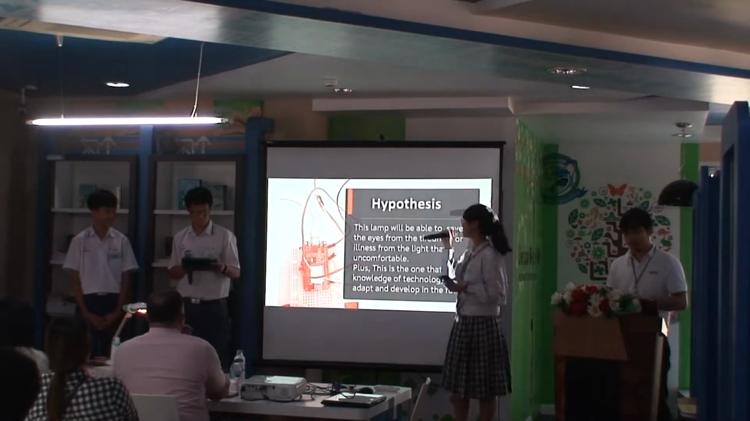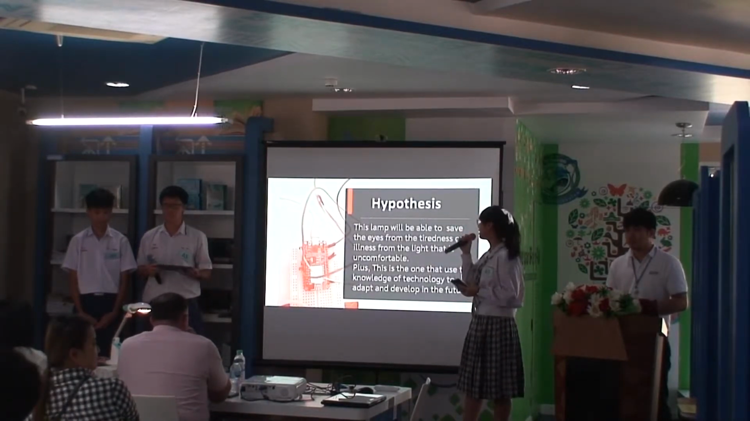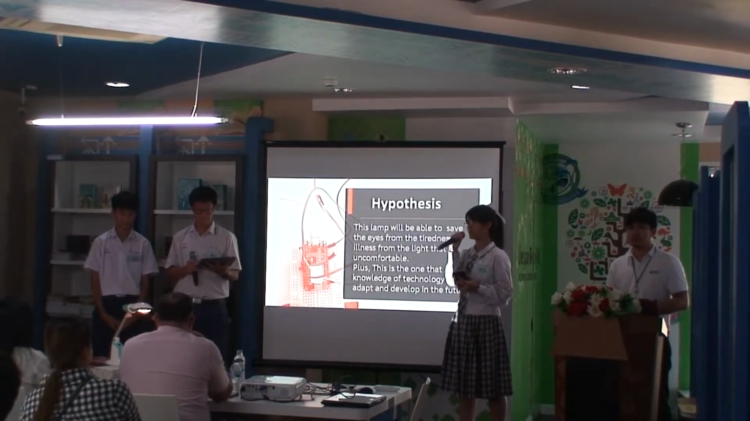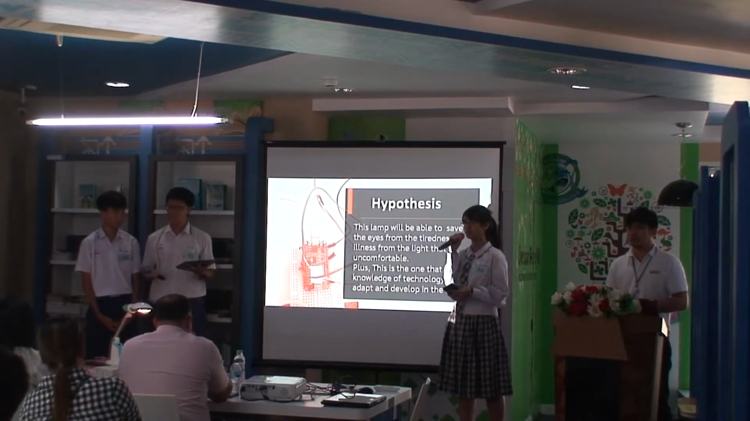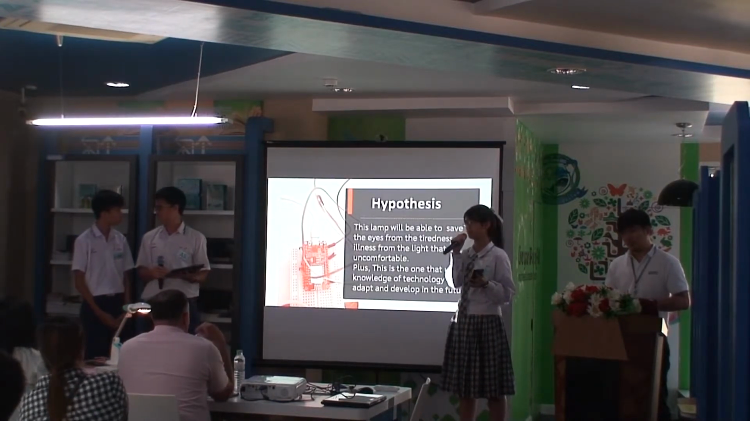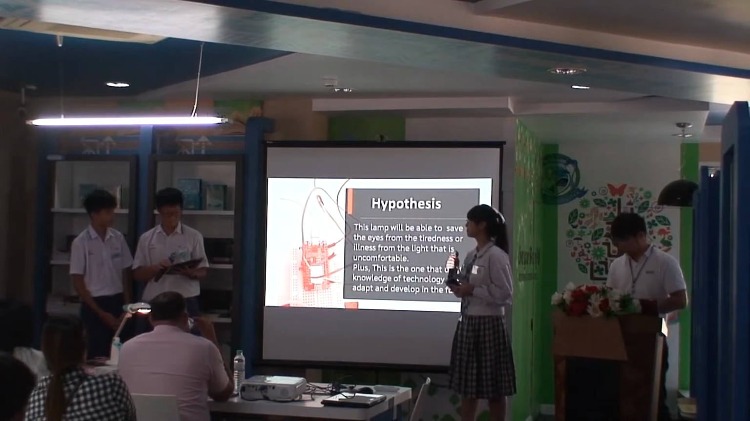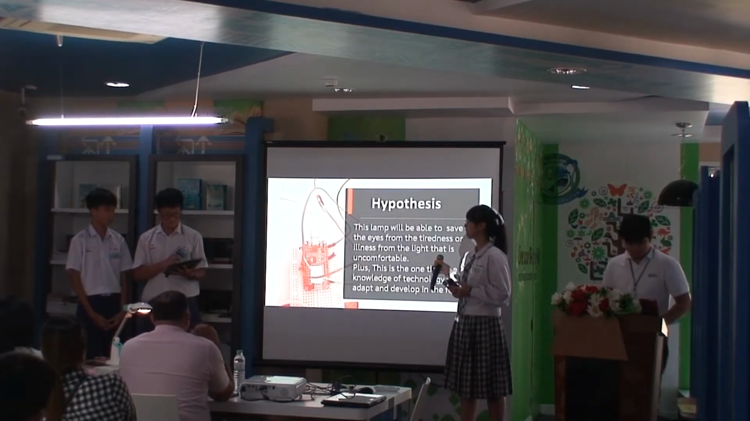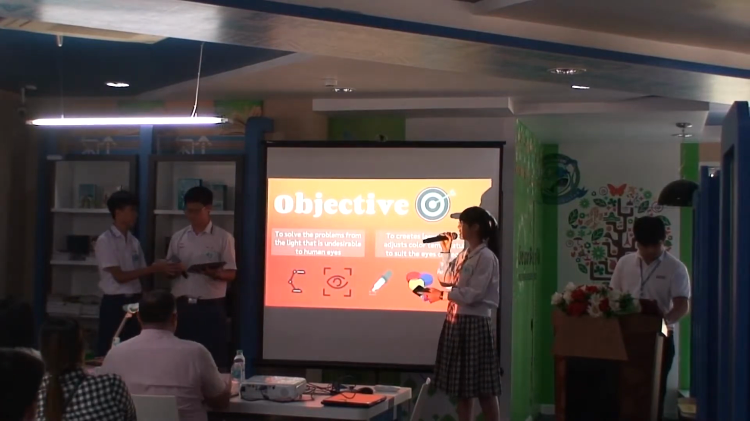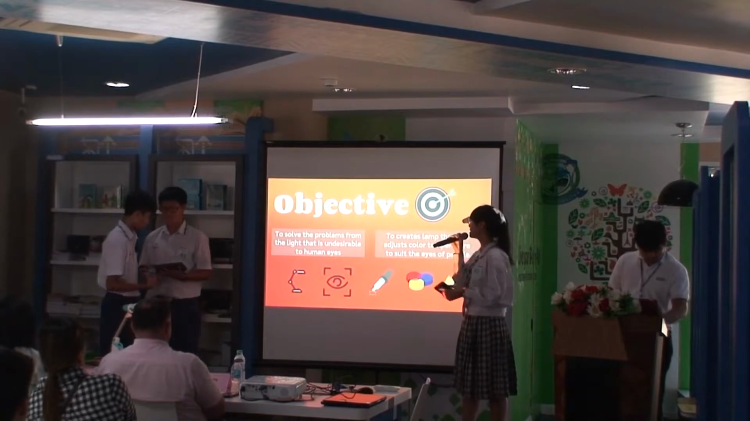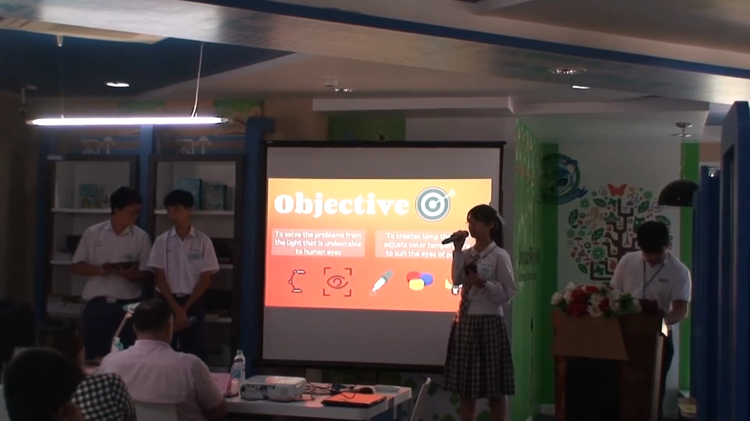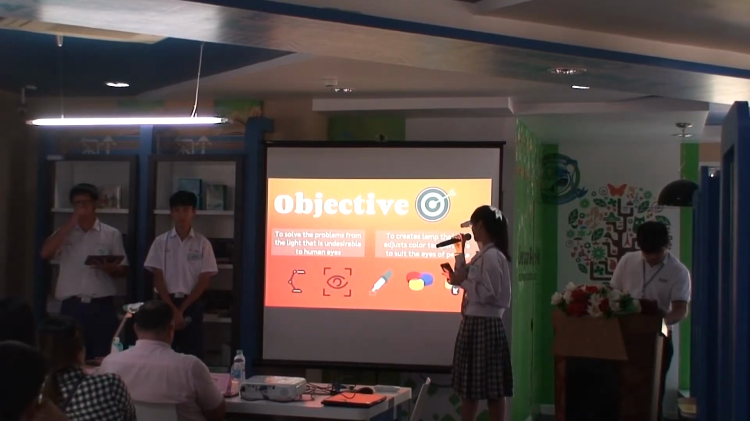This is our hypothesis. This lamp will be able to save the eyes from dryness or illness from uncomfortable light. Plus, this project uses knowledge of technology and can be developed in the future too. The objective is to solve the problem of light that is uncomfortable to human eyes and to create a lamp that can adjust color temperature to suit people's eyes.